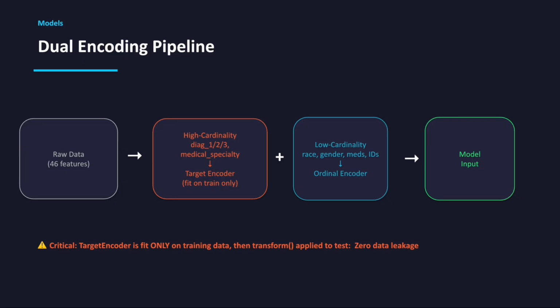Finally, our encoding pipeline helped prepare the raw data for these models. The dataset had 46 features, including several categorical columns. For high cardinality features like diagnosis codes and medical specialty, we used target encoding. For lower cardinality features like race, gender, medications, and ID columns, we used ordinal encoding. Most importantly, the target encoder was fit only on the training data and then applied to test data, which prevented data leakage. Overall, our model section shows not just which models we used, but also why they fit this clinical prediction task and how we prepared the features safely.